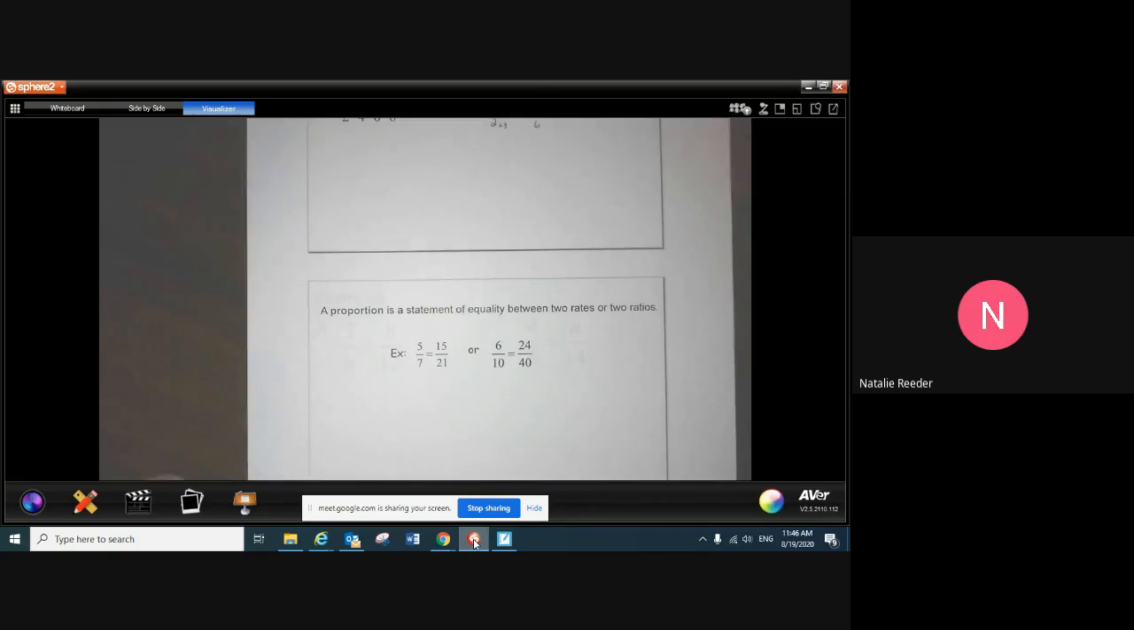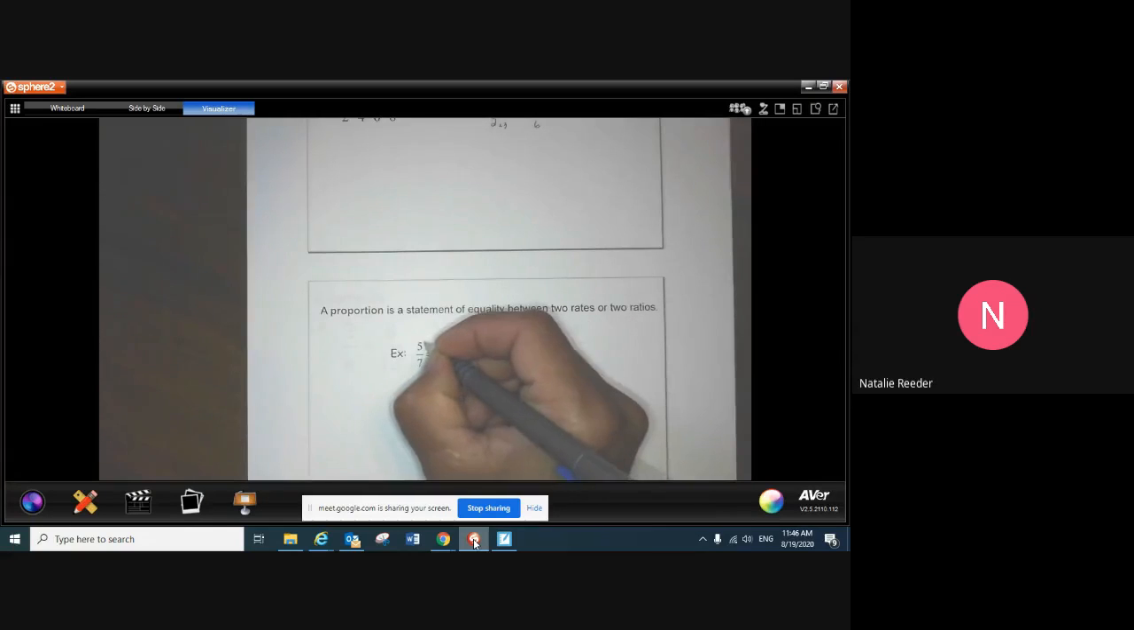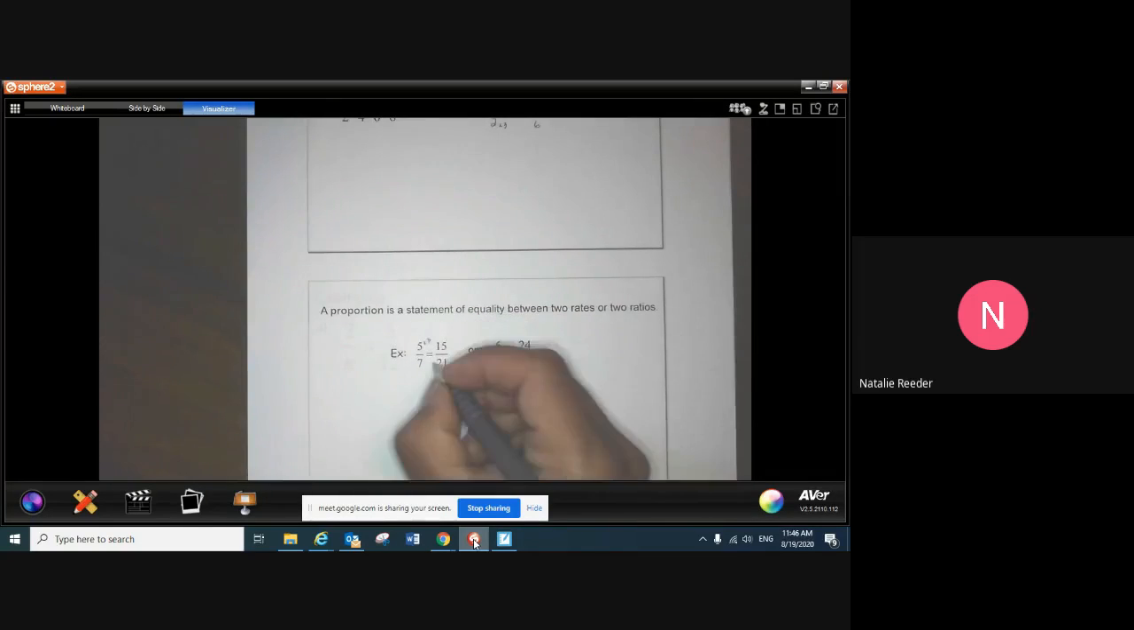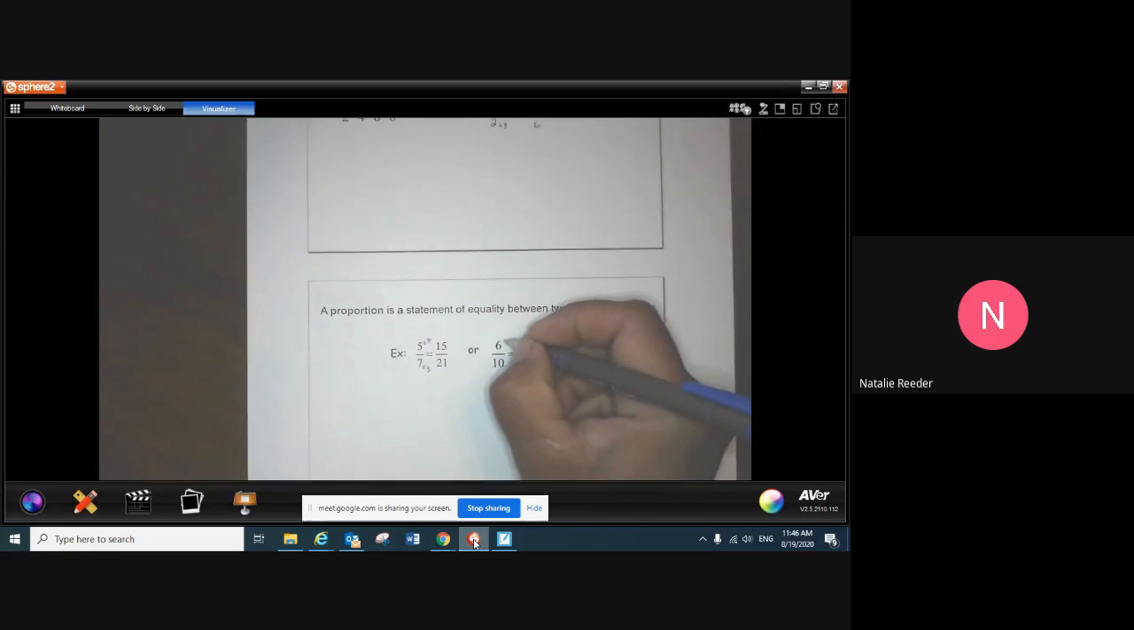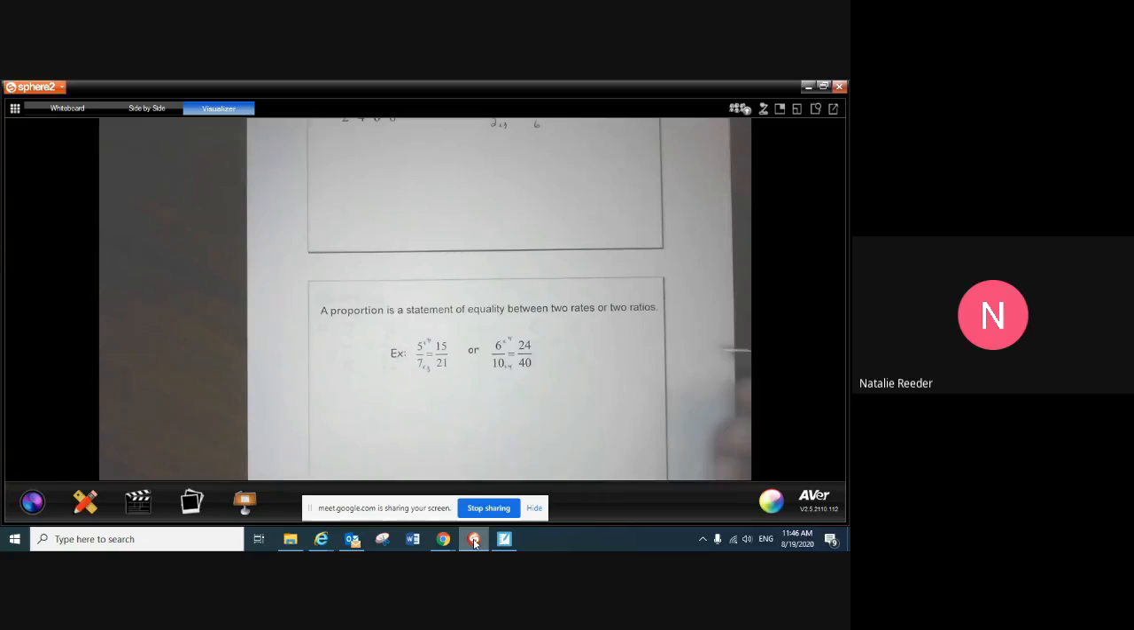So here's another example. We can say that 5/7 is equal to 15/21. And to check and see if that is correct, if I go 5 times 3, it gives me 15. And if I go 7 times 3, it gives me 21. Now 6/10 is equal to 24/40. Same thing, if I go 6 times 4, it gives me 24. And 10 times 4, it gives me 40.